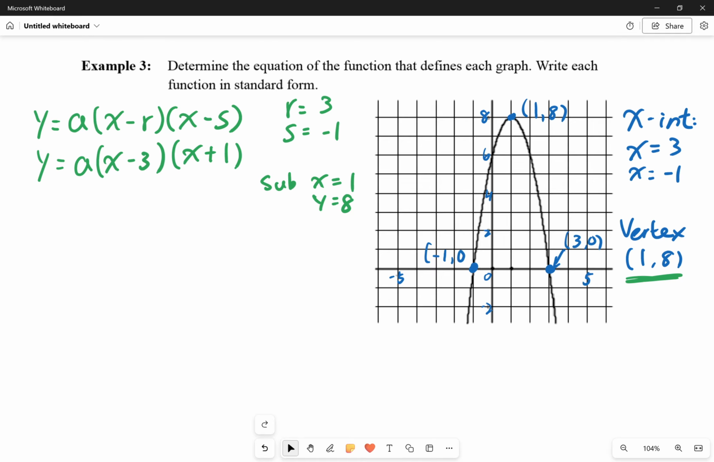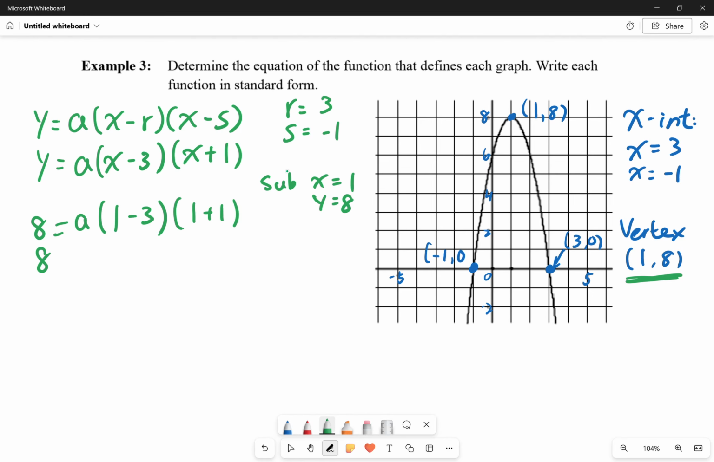Okay, so let's show you how this looks like. Y is equal to 8. That means 8 goes over there. My a just kind of sits around. Nothing happens to it. Okay. The x minus 3 now becomes 1 minus 3, and then the x plus 1 now becomes 1 plus 1.